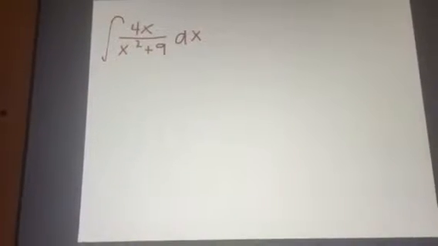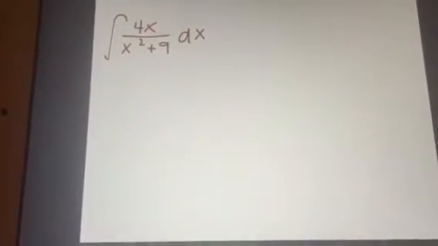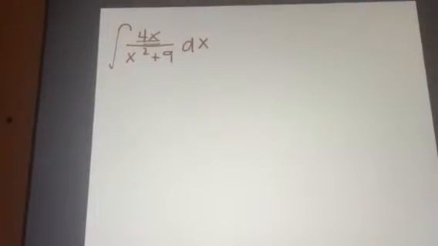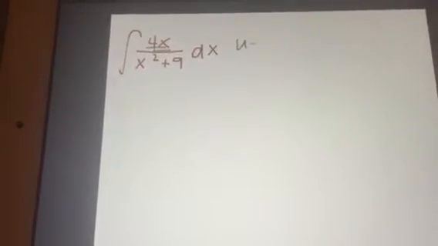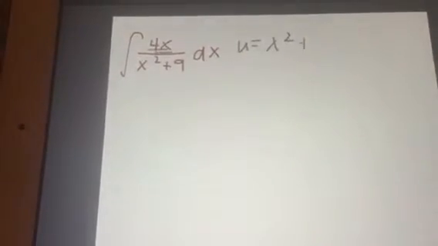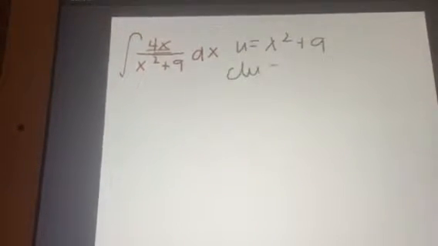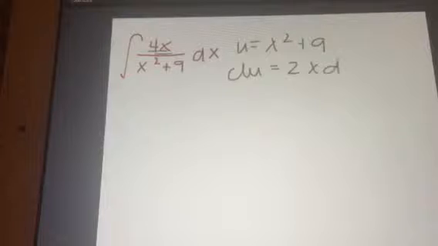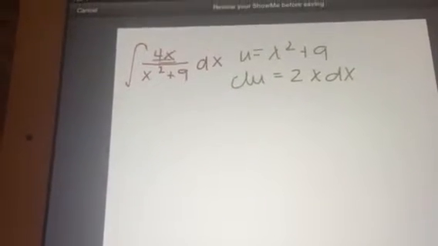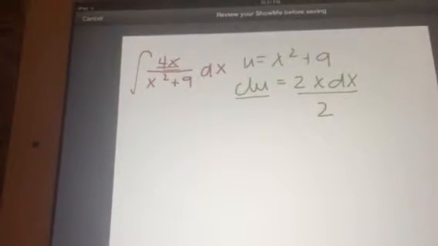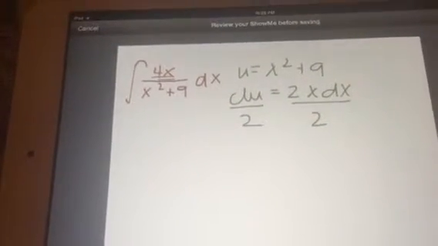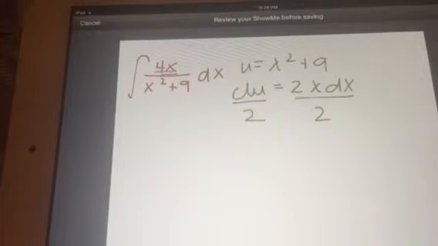On this example, it looks similar to the last one we just did. However, now we've got 4x on the top, which is going to change our solution from being an inverse trig function into, we're going to do u substitution. So u will equal x squared plus 9. Our du is 2x dx. And what we'll do is we'll divide by 2, because we've got x dx on the top and we're going to pull out the 4 anyways.